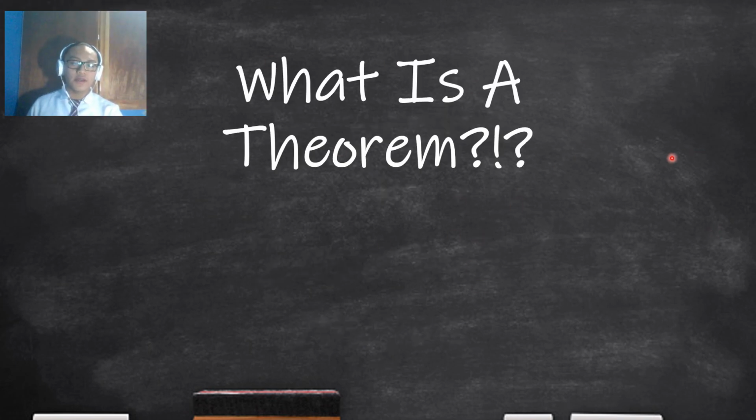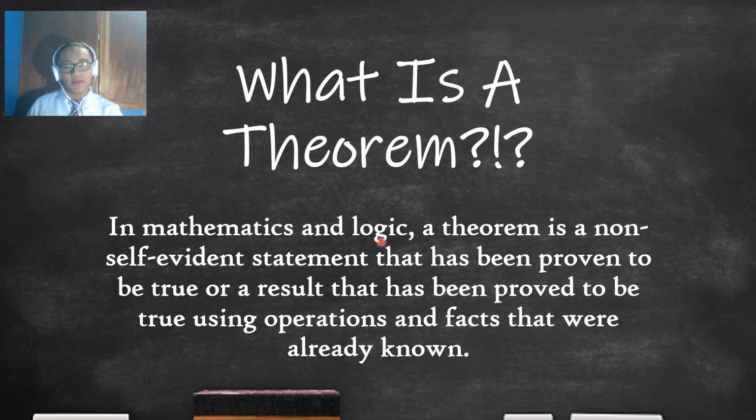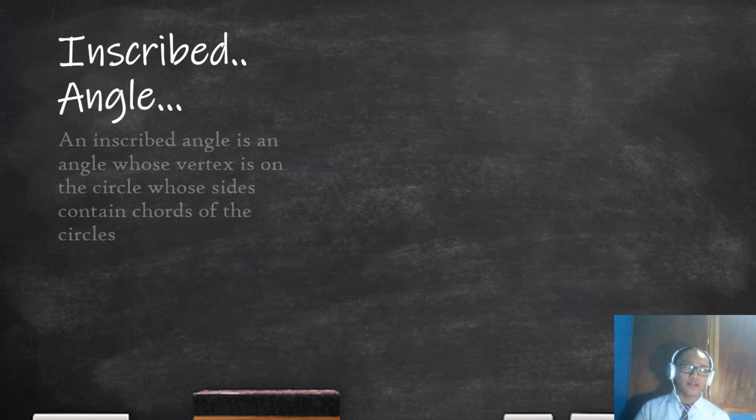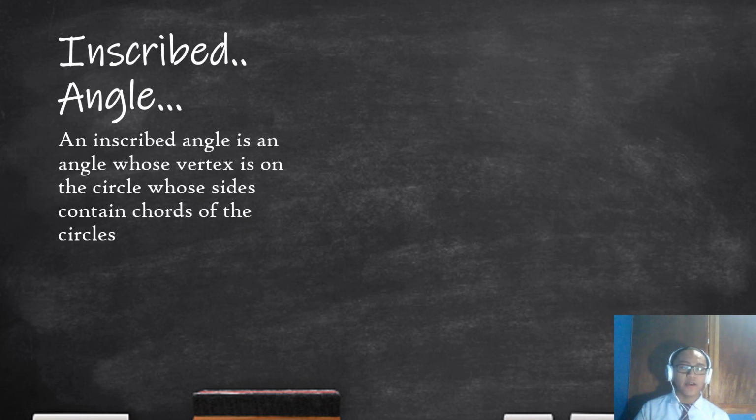A theorem, in mathematics and logic, is a non-self-evident statement that has yet to be proven true, or a result that has been proven to be true using operations and facts that were already known. An inscribed angle is an angle whose vertex is on the circle and whose sides contain chords of the circle.